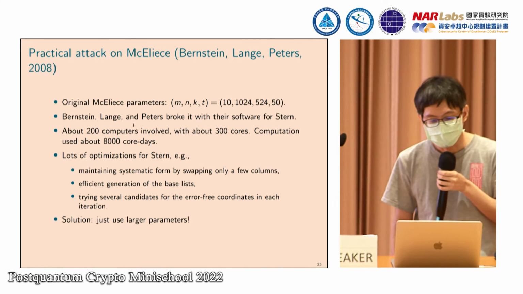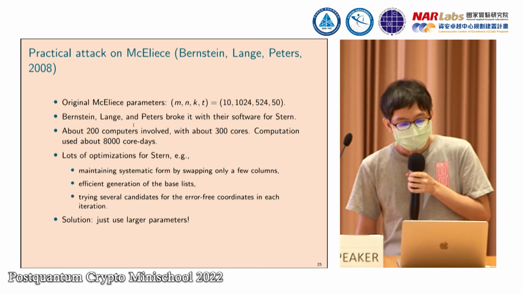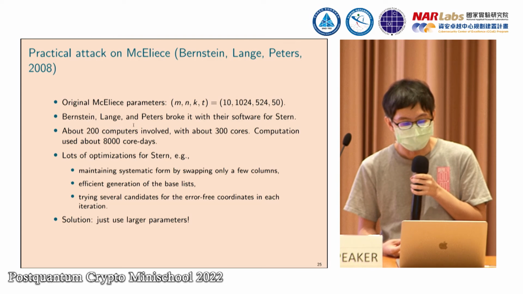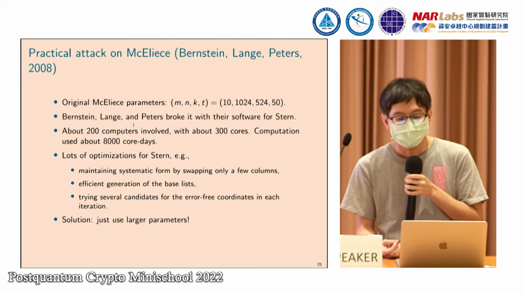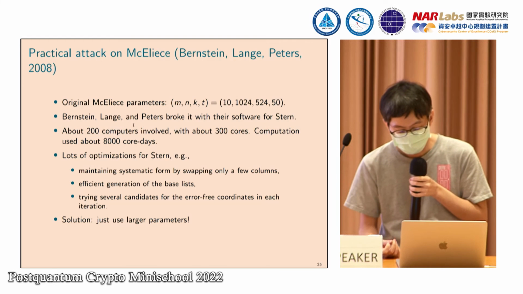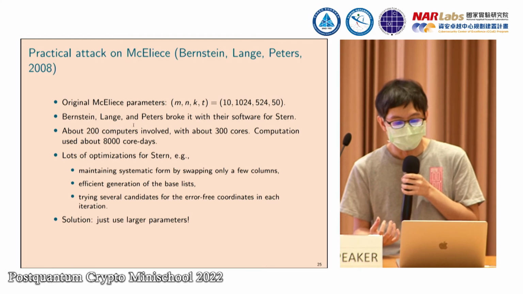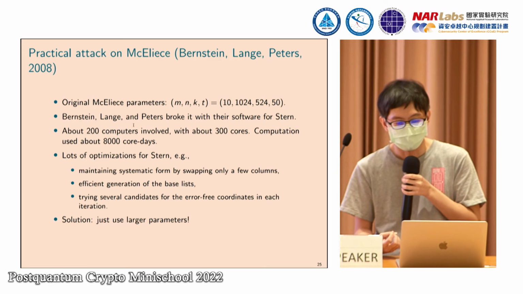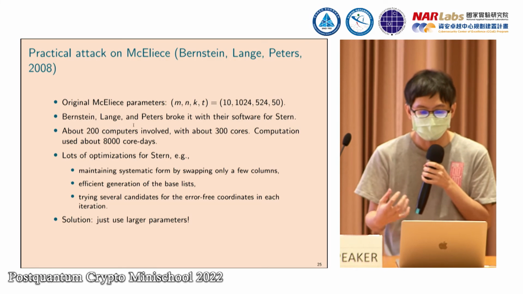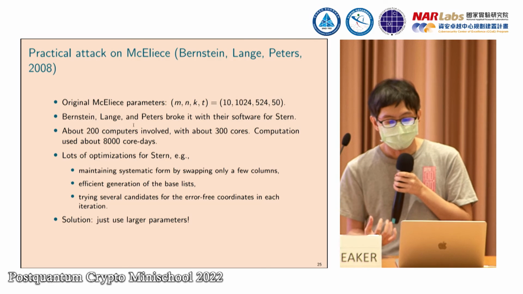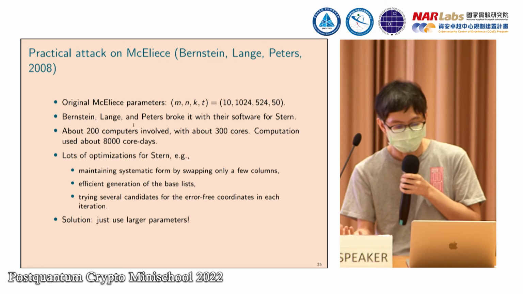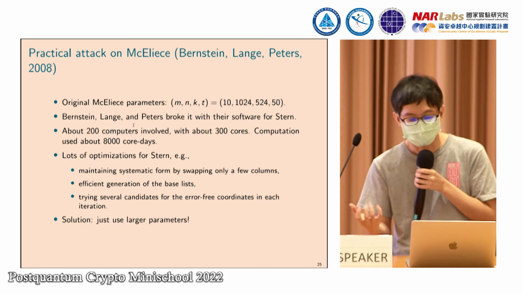Actually, some people have already tried to use these ISD algorithms to attack real systems, real McEliece crypto systems that people proposed. For example, the original parameters proposed by McEliece himself are: you have n, k, t equal to 1024, 524 and 50.